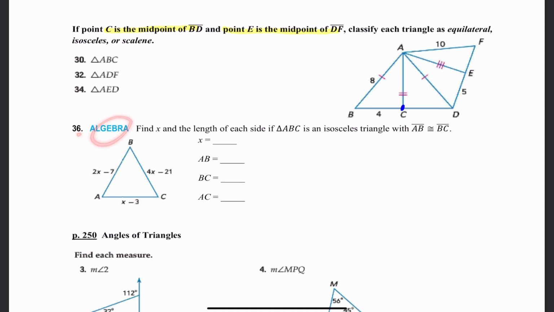36. Algebra. Find x and the length of each side if triangle ABC is an isosceles triangle, where segment AB is congruent to segment BC. So I recommend that you mark your picture with the tick marks. Then do the algebra.